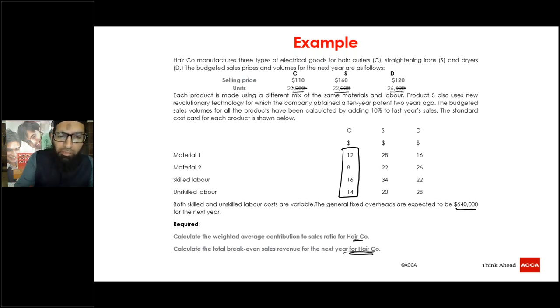So if I divide it by 2, the answer will be 10 for C. For S, the answer will be 11. And for D, the answer will be 13. Now 10, 11 and 13, all of these 3 cannot be further divided by a certain number. So this will be my ratio, 10, 11 and 13. If all of these 3 are divisible by a number, I will divide it or further break it down.